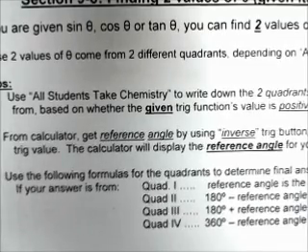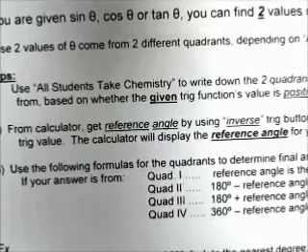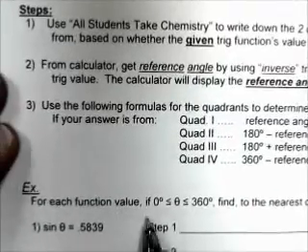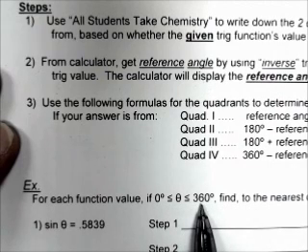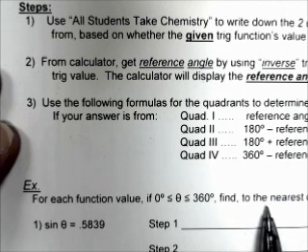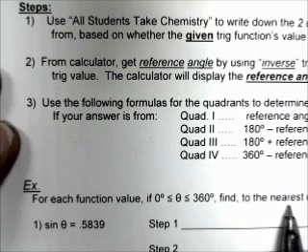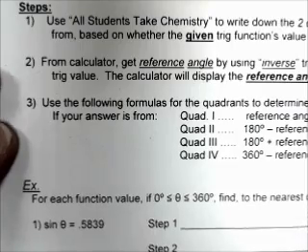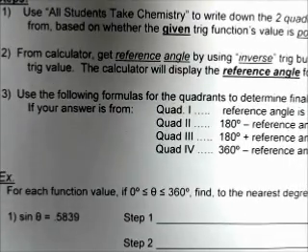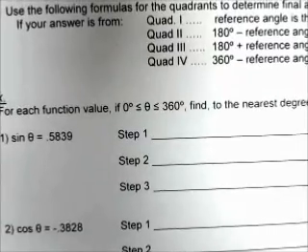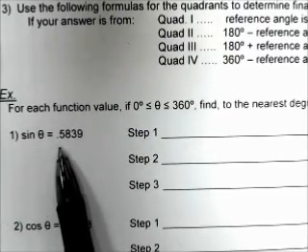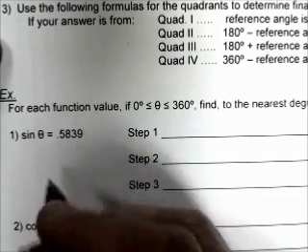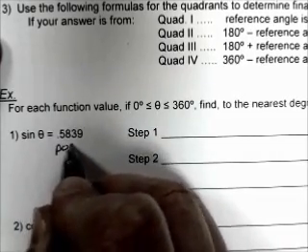Okay. So here we have, for example, for each function value, if theta is greater than or equal to 0 and less than or equal to 360, find, to the nearest degree, two values of theta. So we're finding two values of theta. So we have here the sine of theta is equal to this decimal value. Well, this decimal value is positive, right? It's a positive value.